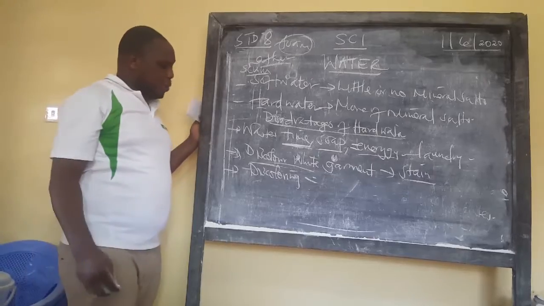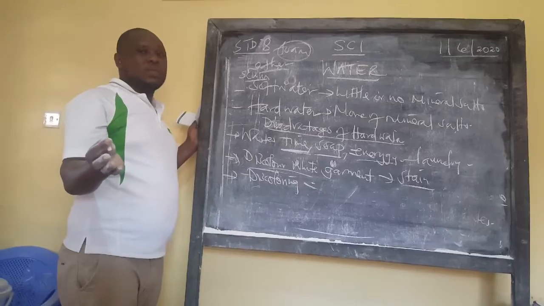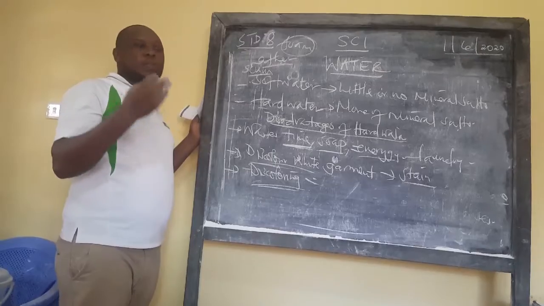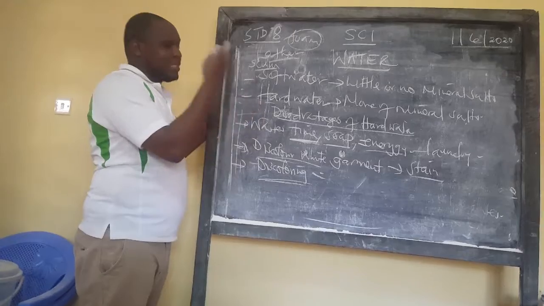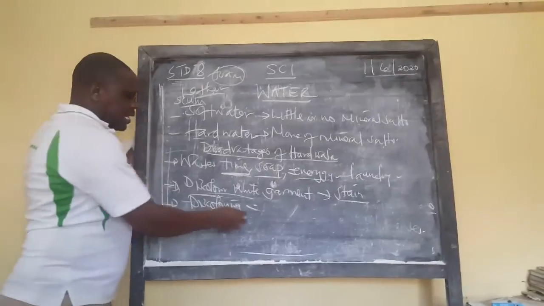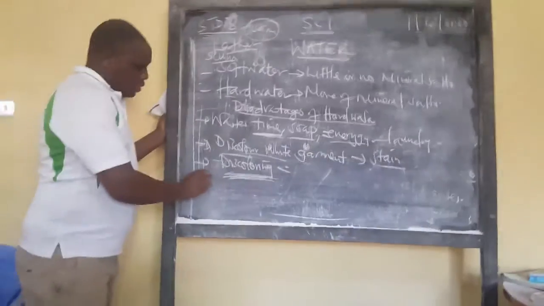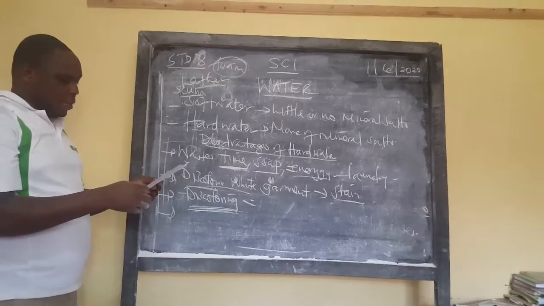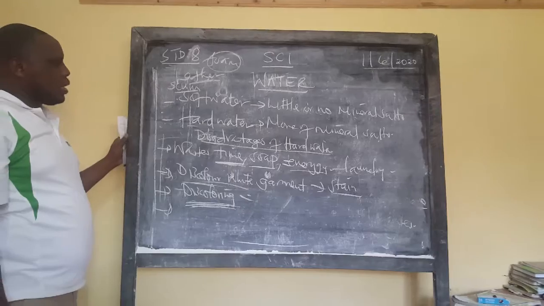You realize some people have brown teeth. Sometimes it's because of water, sometimes it's because of nature. But in this case, when you find that in most of the places where the people are taking not salty, but hard water, you find that their teeth are brown. So it discolors or stains teeth to look brown, and there are so many other disadvantages that we'll be able to see as we continue with our lesson. So that's all about hard water.